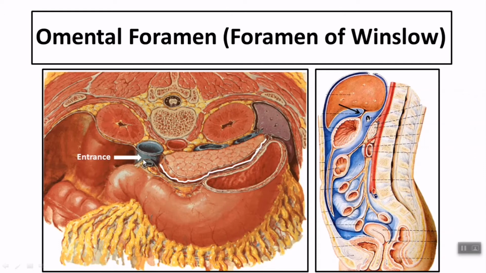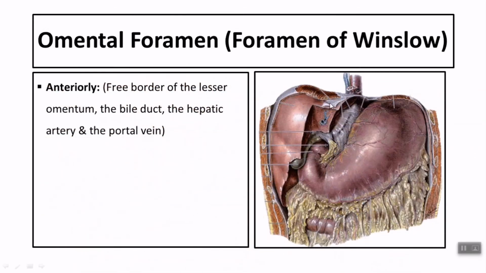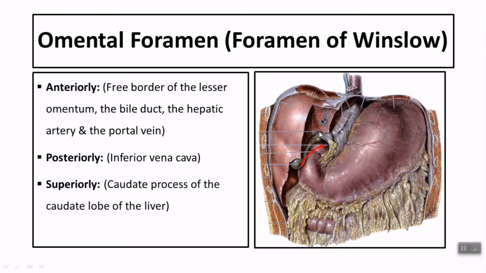What are the boundaries of the omental foramen? We can see here that anteriorly this is the free border of the lesser omentum, containing the bile duct, hepatic artery, and the portal vein. This is the epiploic foramen. Posteriorly is the inferior vena cava, superiorly part of the liver, which is called the caudate process of the caudate lobe of the liver, and inferiorly we have the first part or the first inch of the duodenum.